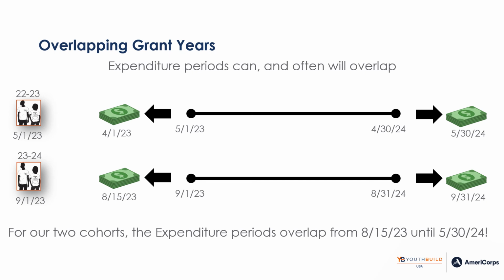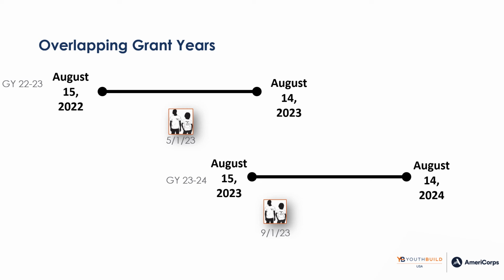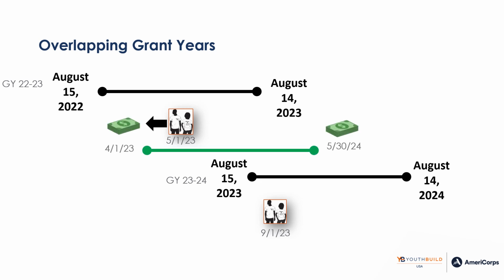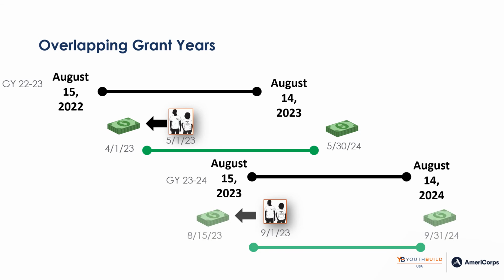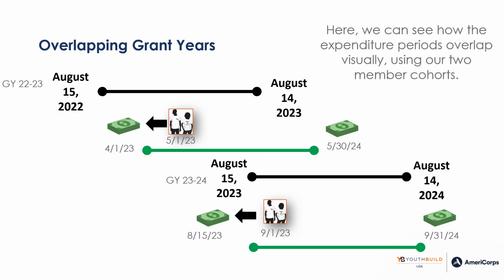And here we can see the overlap visually, the black line being the enrollment period, and the green lines being the expenditure periods. We can see that the lines overlap and that all months contained within this overlap would have reporting required for both grant years.